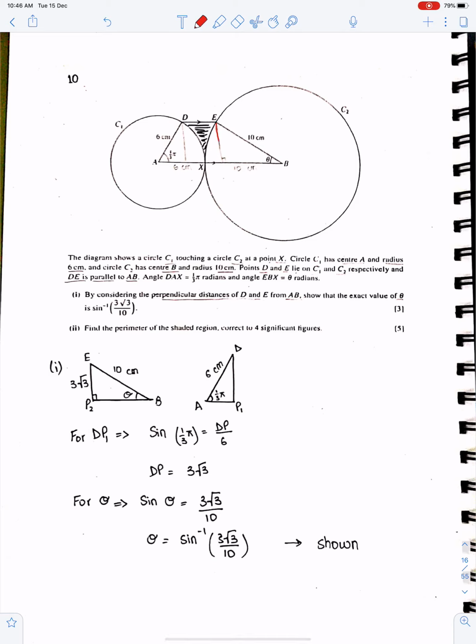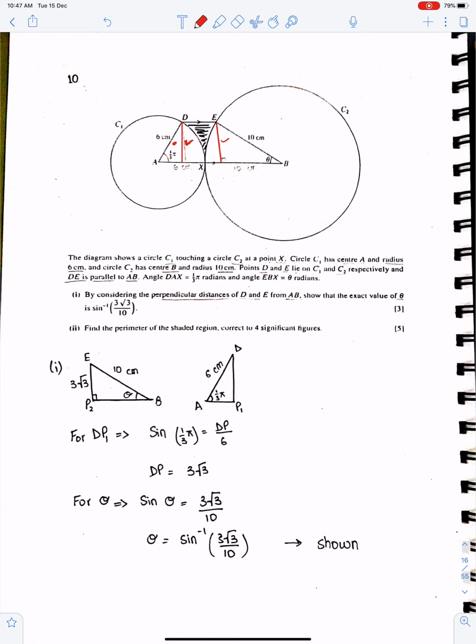So this is so simple. We can easily prove this theta by getting this height first. First use this triangle and get this height, because both the heights will be the same because it's a trapezium. So this length, this red one, will be 3 root 3.